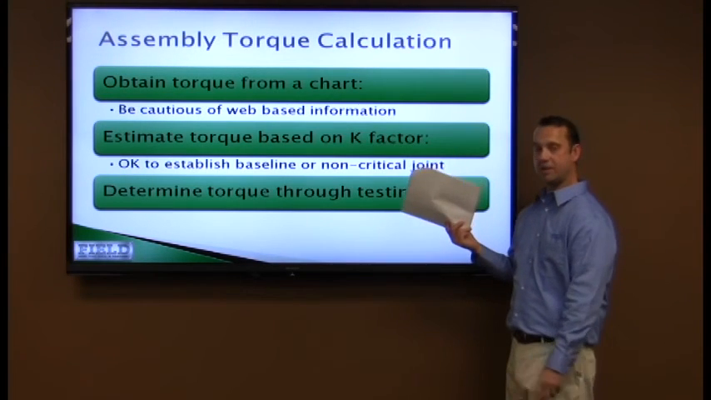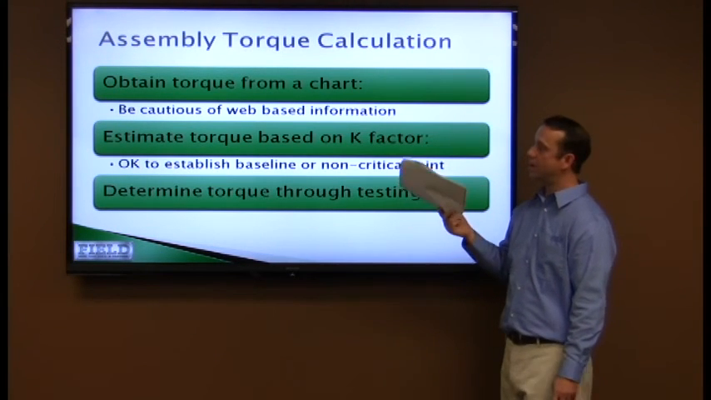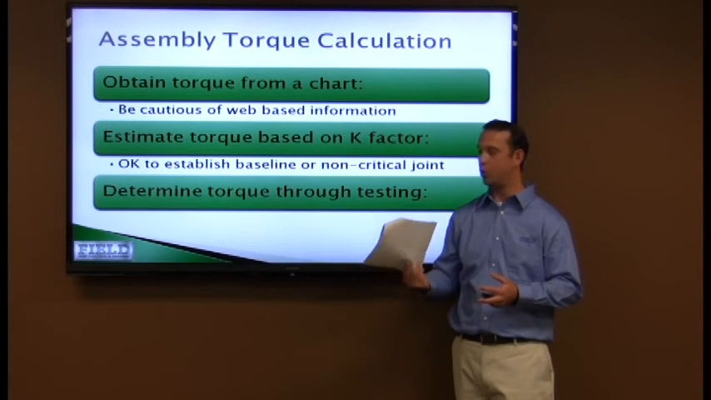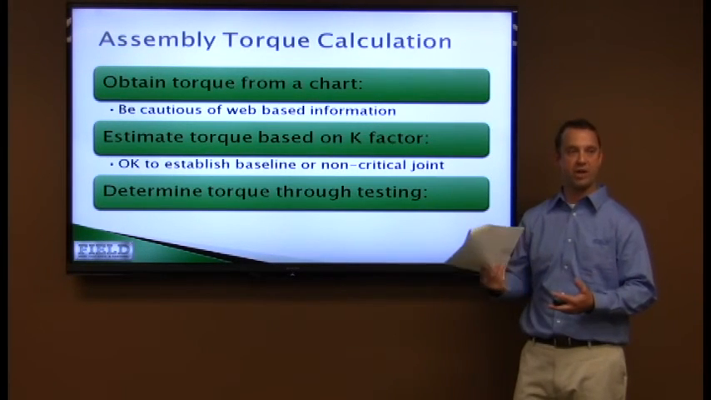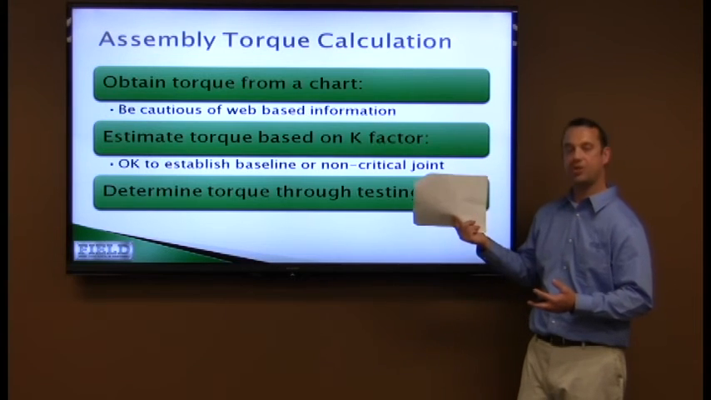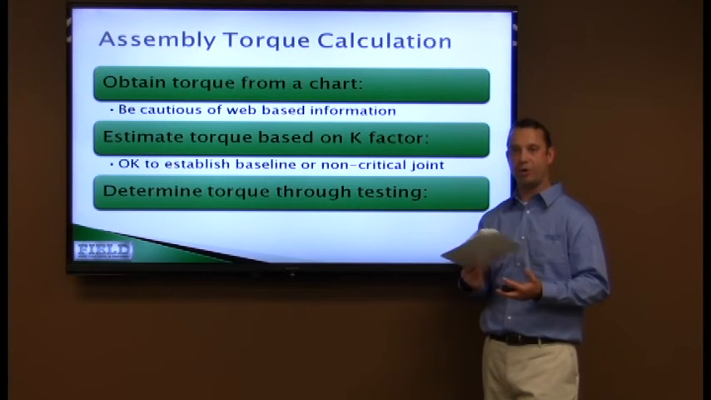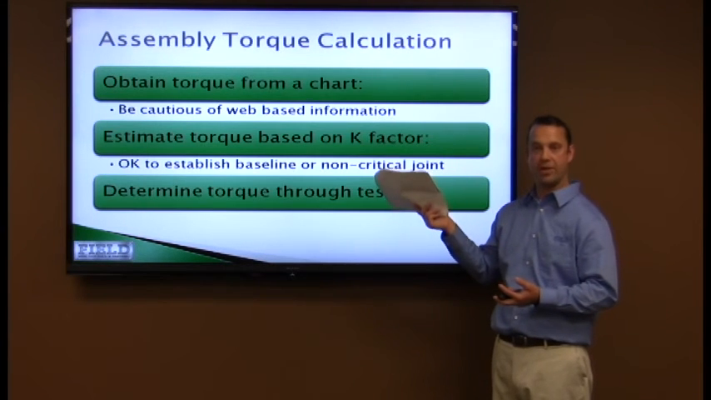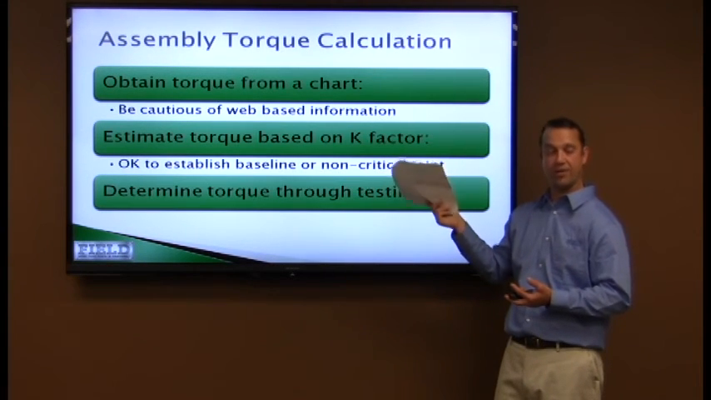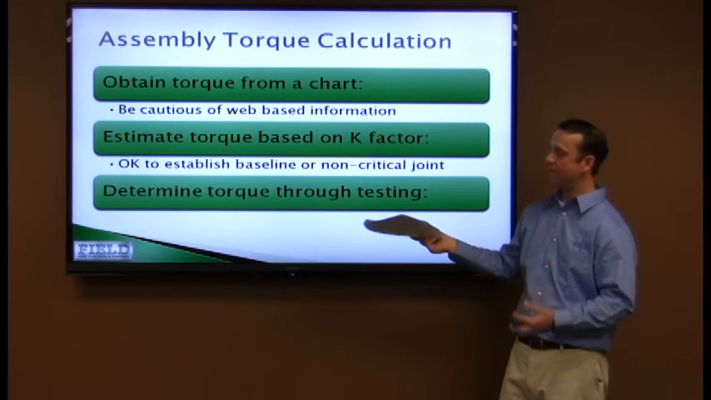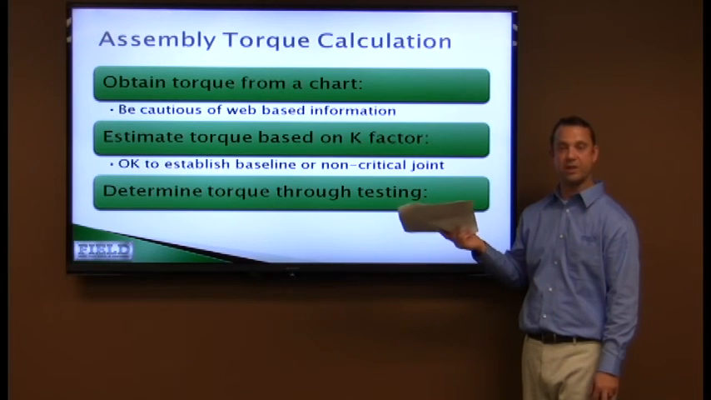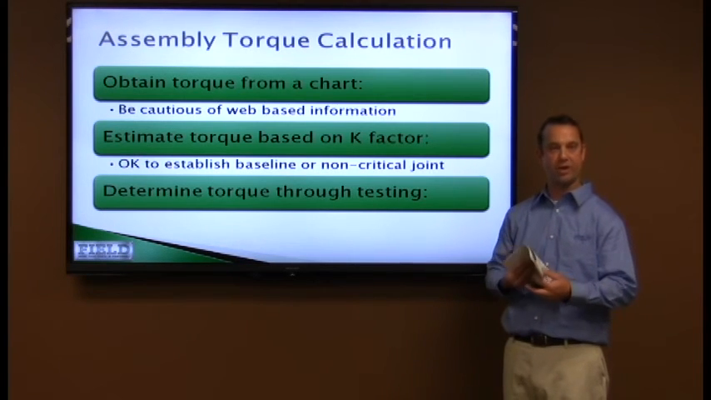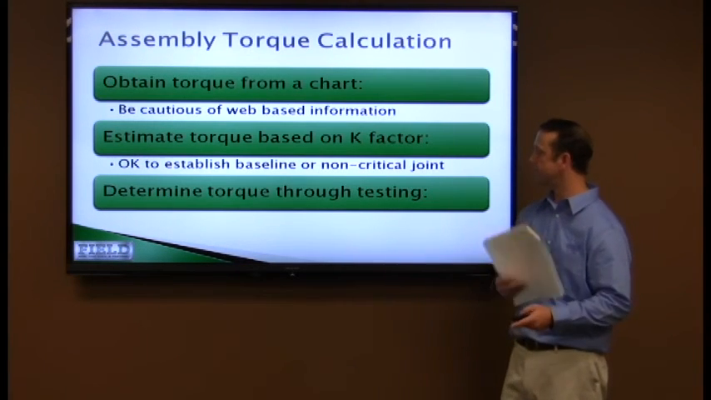So again, just to summarize what we talked about with the torque charts, be cautious of what you're looking for. It really depends on what you're trying to do, how critical your joint is, and whether or not you can use a web-based chart like that. If you're putting a screw that's going to hold a nameplate on a wall, you could probably use the numbers on the charts and you'd be okay. Versus a connecting rod bolt in an engine that's going to spin at 7,000 RPM, you probably don't want to use those charts. You want to put more calculations and some testing into it.